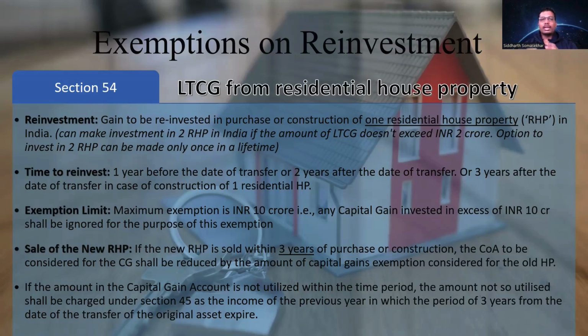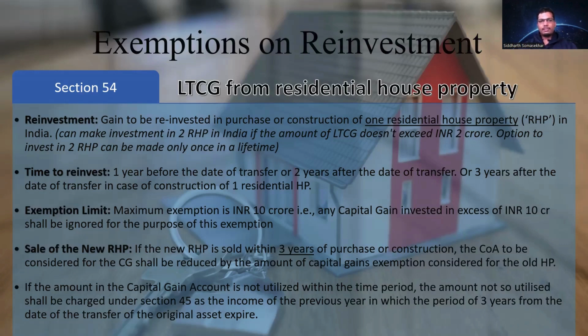Then we should look at what happens when you sell the new residential house property within a period of 3 years from the purchase or construction of the property. So let's say you reinvested in a residential house property and you sold that new residential house property within 3 years from the date of purchase. Then for whatever capital gain you compute on the sale of the new asset, take the cost of acquisition for that, and you reduce the capital gain that was exempted on the sale of the original asset.